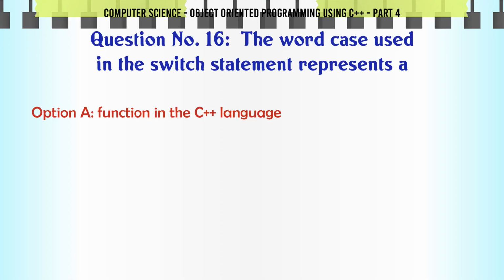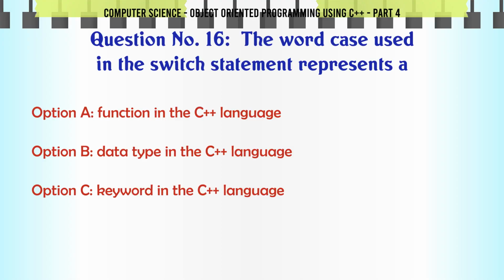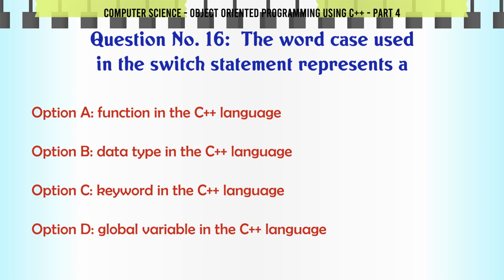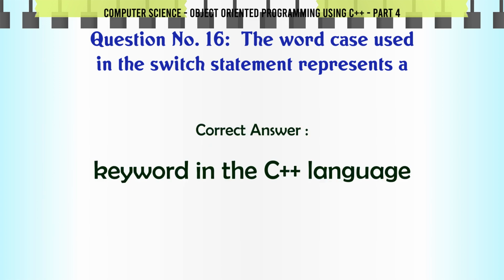The word case used in the switch statement represents: A. A function in the C++ language, B. A data type in the C++ language, C. A keyword in the C++ language, D. A global variable in the C++ language. The correct answer is a keyword in the C++ language.